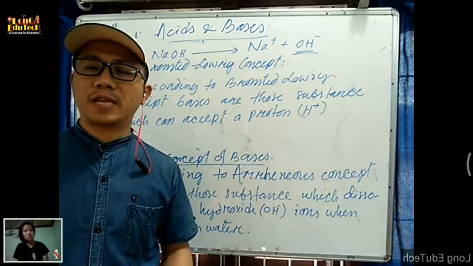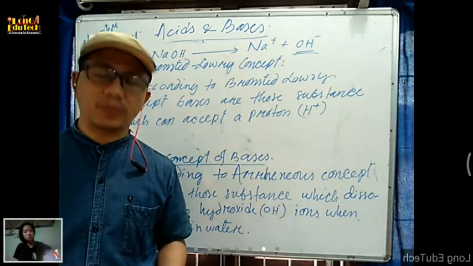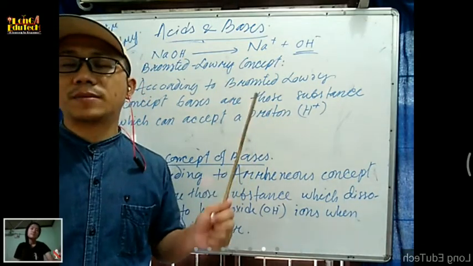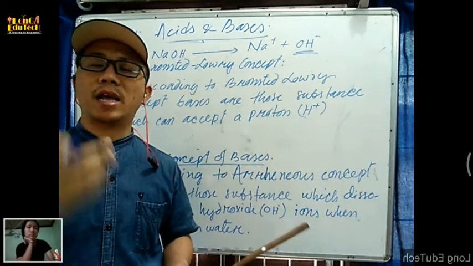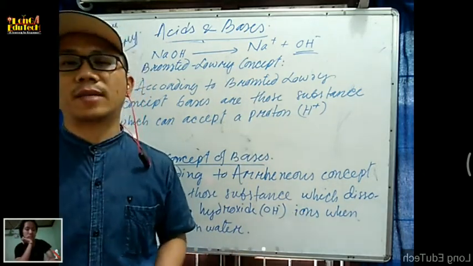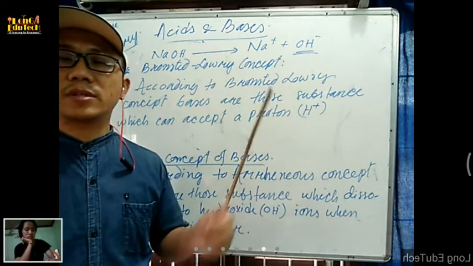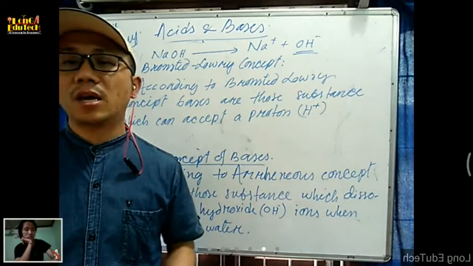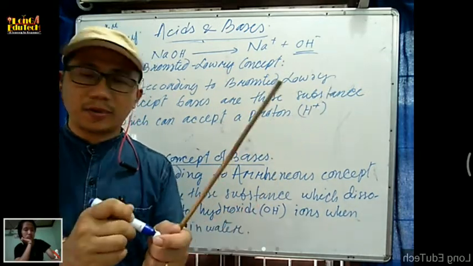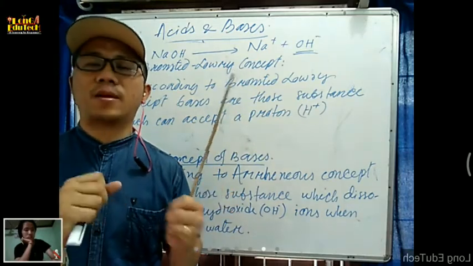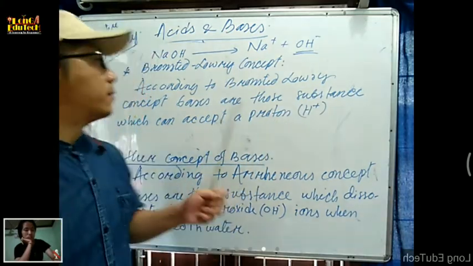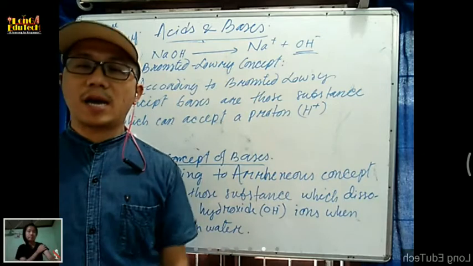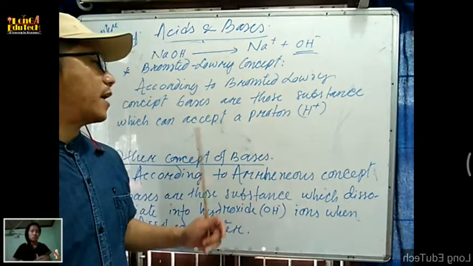You must keep in mind that these bases can accept a proton. But for acids, as we already know, according to the Bronsted-Lowry concept, acids are those substances which can donate a proton. Anyone who can give a proton, we call that an acid. But according to the Bronsted-Lowry concept, bases are defined as those substances which can accept, take a proton. That is given the name base. So this is the concept of acids and bases.